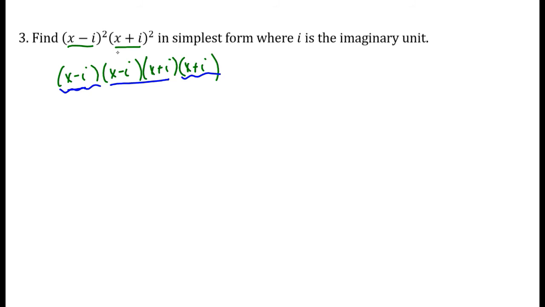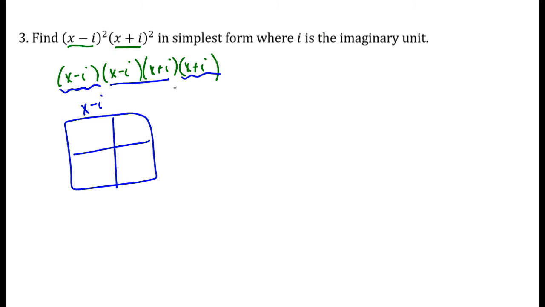Find (x - i) squared times (x + i) squared in simplest form. So you could do this by squaring this, and multiplying those together. However, there's a slick way to do it. That's what it means to square x minus i, and that's what it means to square x plus i. You can multiply those together, but if I do one of the negatives and one of the positives, life becomes much simpler. I'm multiplying x minus i times x plus i.